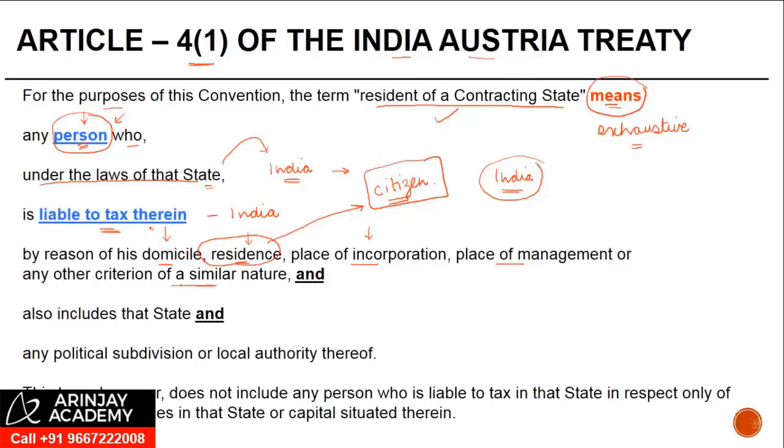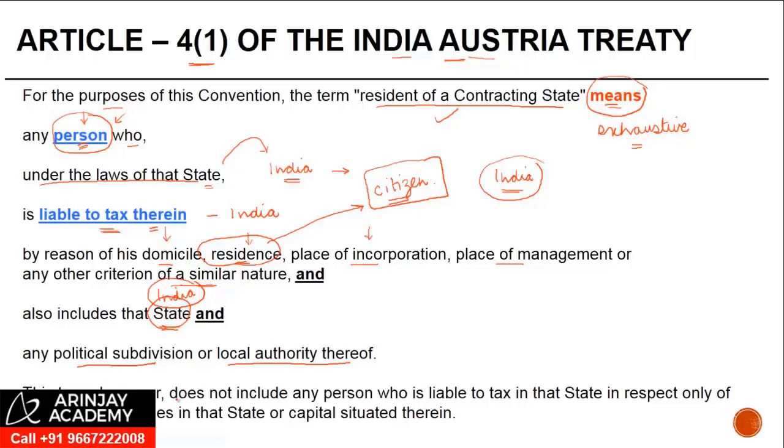So a person who's liable to tax in India by reason of domicile, residence, incorporation, management, etc., and also includes that state, which means India. So if India as a government is earning some income which is coming from Austria, even the Indian government or the state itself is going to be treated as a resident, and any political subdivision or local authority thereof.